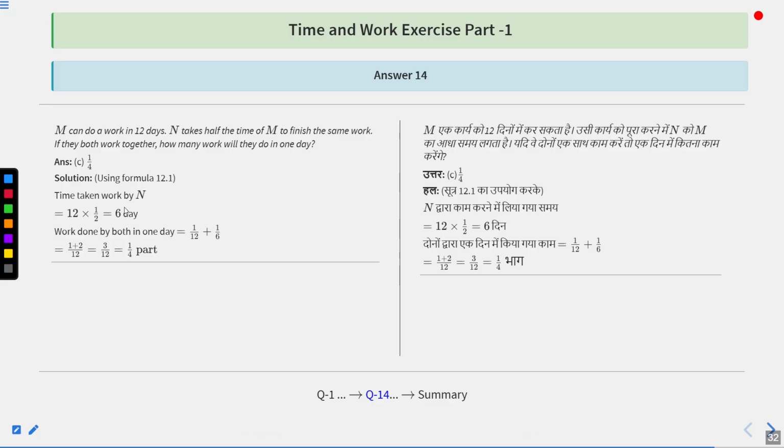So we can use the formula 1 upon 12. Time taken by N is half of the time taken by M. So that is 12 into 1 upon 2, that is 6 days. So work done by both of them is how much? Efficiency of M and efficiency of N, that is 1 upon 12 plus 1 upon 6. That is 1 plus 2 upon 12, that is 3 upon 12. That means in 1 day they are doing only 3 upon 12th part, or we can say 1 upon 4th part. So option number C is the right answer.